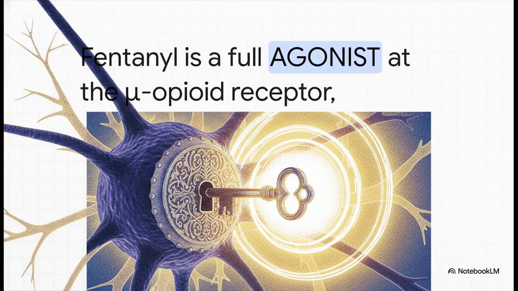And here's the kicker. Fentanyl isn't just any key. It's a master key. It's what we call a full agonist. That means when it binds to that mu receptor, it doesn't just turn it on a little bit, it cranks it up to the max, giving you the most powerful pain relief possible. It just slams the door shut on those pain signals.